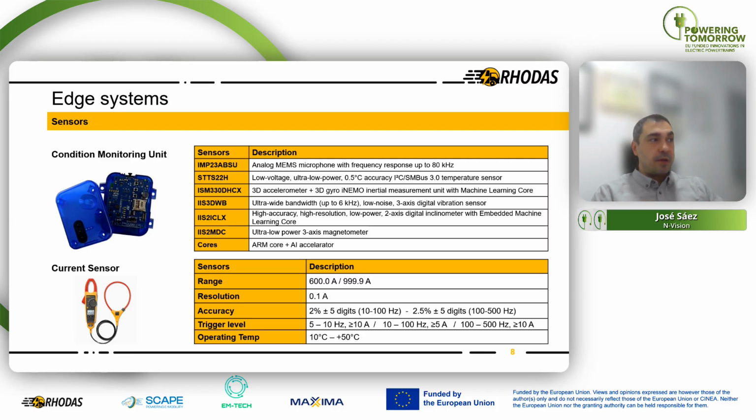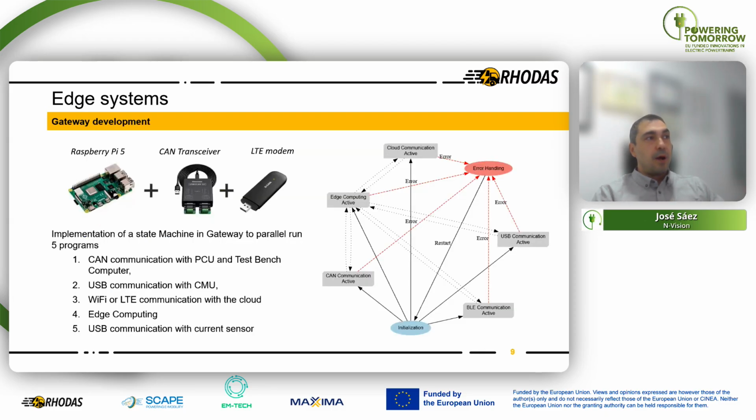The other sensor that we have included is a current sensor. In this case, it's more similar. It has a Rogowski coil type sensor. And basically, this is to monitor the common mode current in order to identify or detect potential degradation on the insulation. Both systems are connected to a gateway.